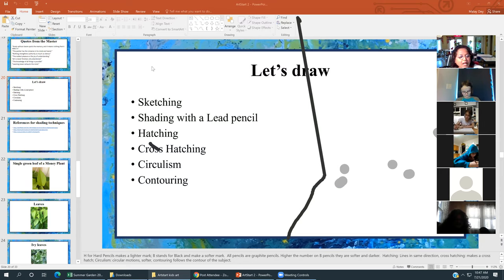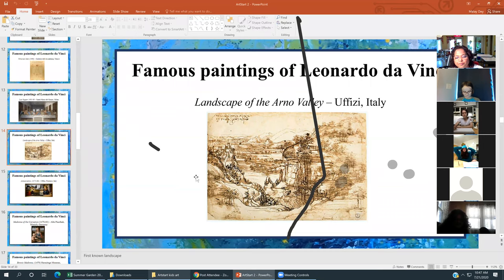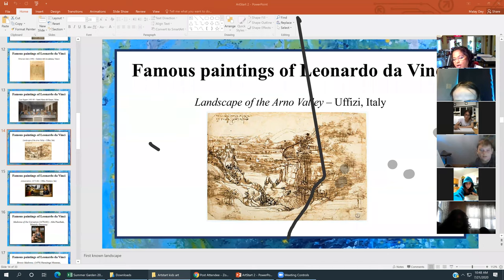So, remember, I wanted to show you this painting of Leonardo da Vinci. There we go. Okay, this is a Leonardo da Vinci painting. It's a landscape, and he has used a lot of shading techniques here. Okay? So you just look at it and see if you can find hatching, cross-hatching, whether he used circleism in it or not. Okay?